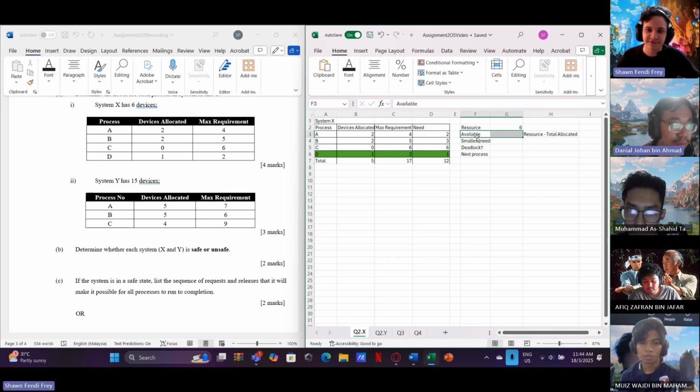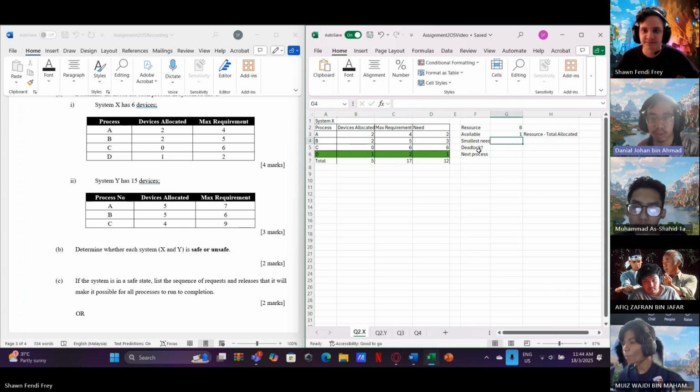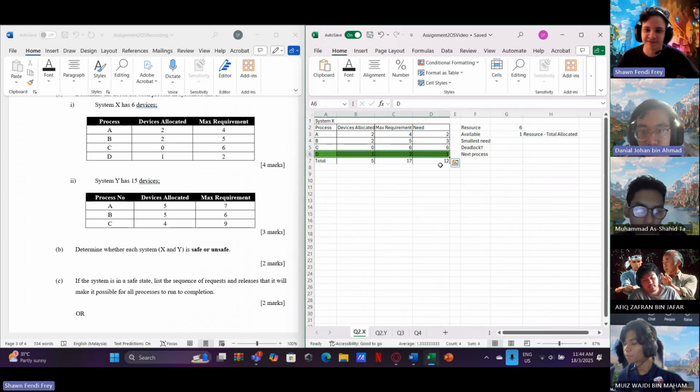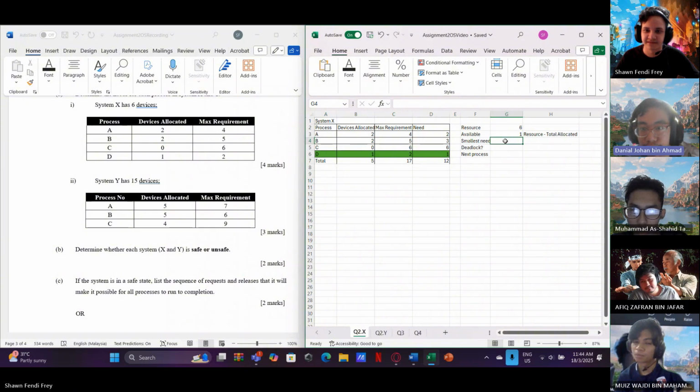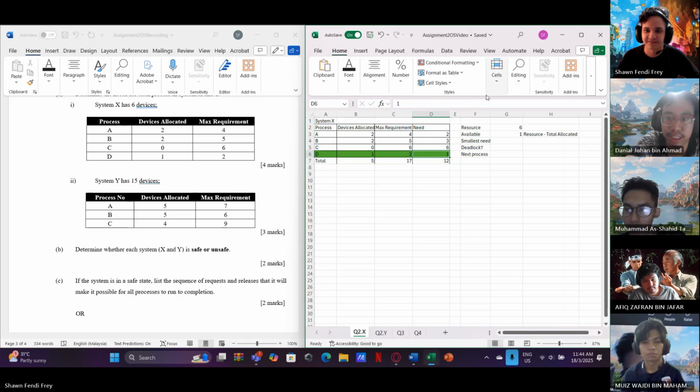To find available, we need to subtract the total devices allocated from the amount of resources we have. So 6 minus 5, which is 1. So our available is 1. Let's continue with the smallest need. We need to find the minimum. Within the need column, the smallest need is in process D, which is 1.